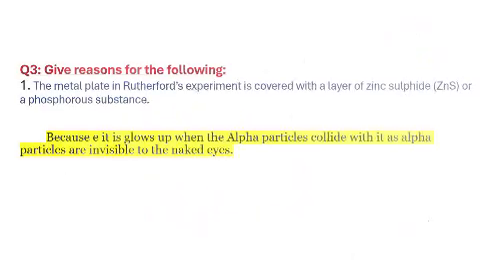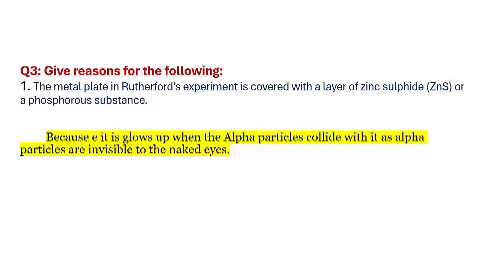Question in our session. Give reason for each of the following. The metal plate in Rutherford experiment was covered with a layer of zinc sulfide. My dear students, this is a very important question. Why the metal plate in Rutherford experiment is painted by a layer of zinc sulfide? Why? Because alpha particles are unseen rays, as you know. So we have to have a way to detect them.